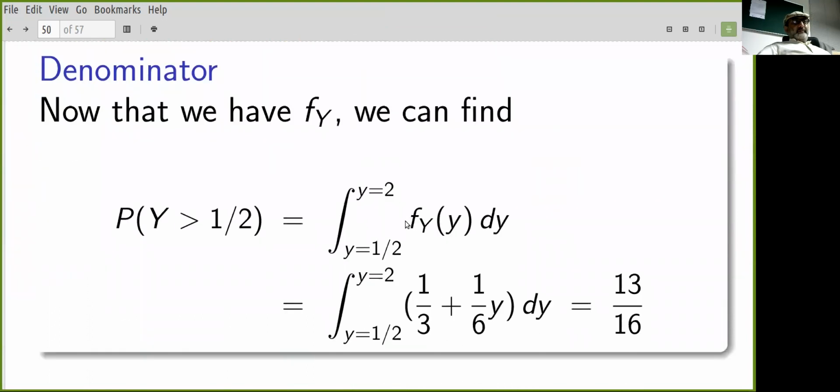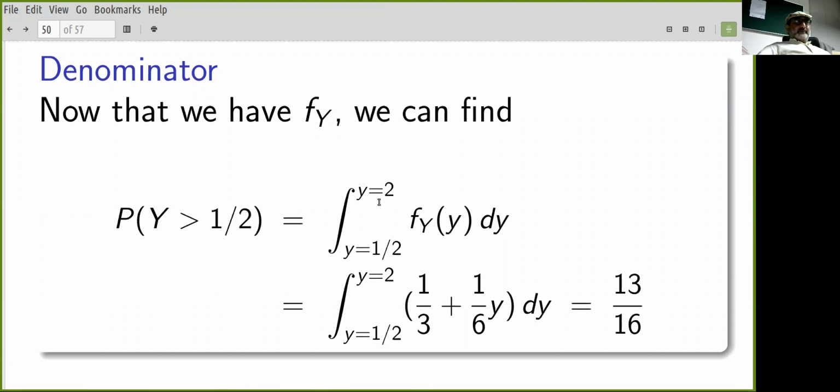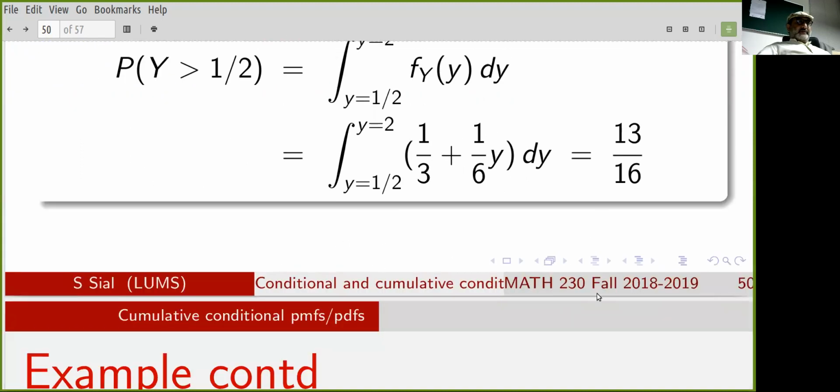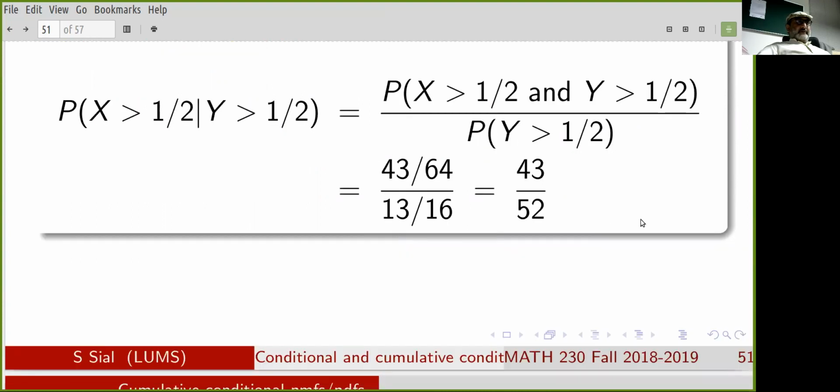Now, once you have the marginal and you want the probability that y is greater than 1/2, then integrate from y equals 1/2 to infinity, but you don't have to go all the way out to infinity because the PDF drops to 0 past 2. So you just do the integration from y equals 1/2 to y equals 2 of the marginal PDF for y, and that gives you 13/16. Okay, so now feeding in all those numbers, the numerator was 43/64, the denominator was 13/16, and that's equal to 43/52.